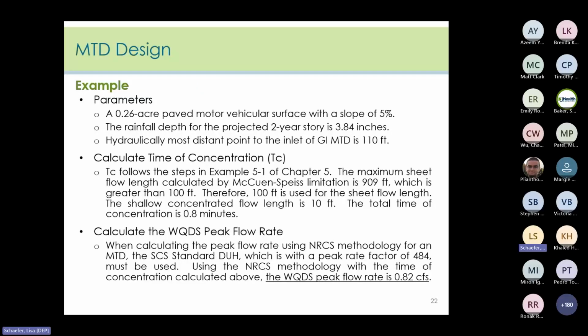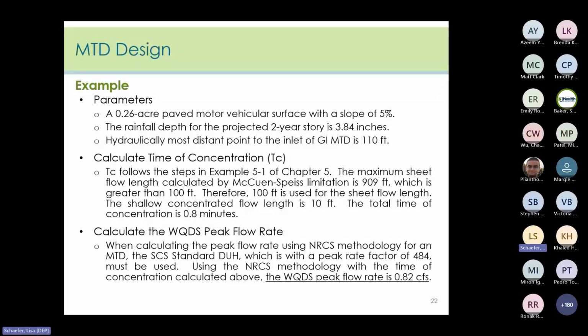So this example is sizing an MTD using NRCS methodology. All right, and it'll walk you through what's needed. So we have a 0.26 acre paved motor vehicle surface with a slope of 5%. The rainfall depth for the projected 2-year storm is 3.84 inches, and the hydraulically most distant point to the inlet of the GIMTD is 110 feet.